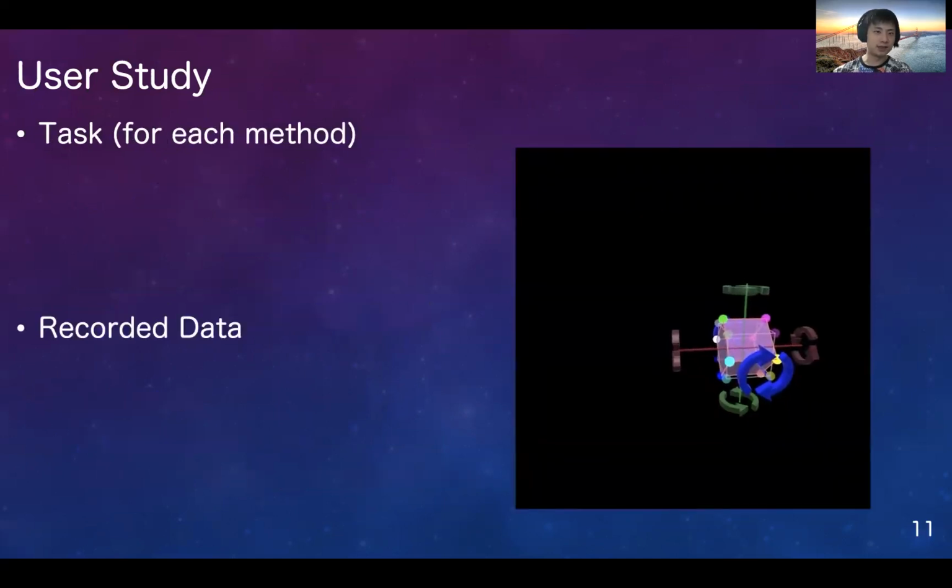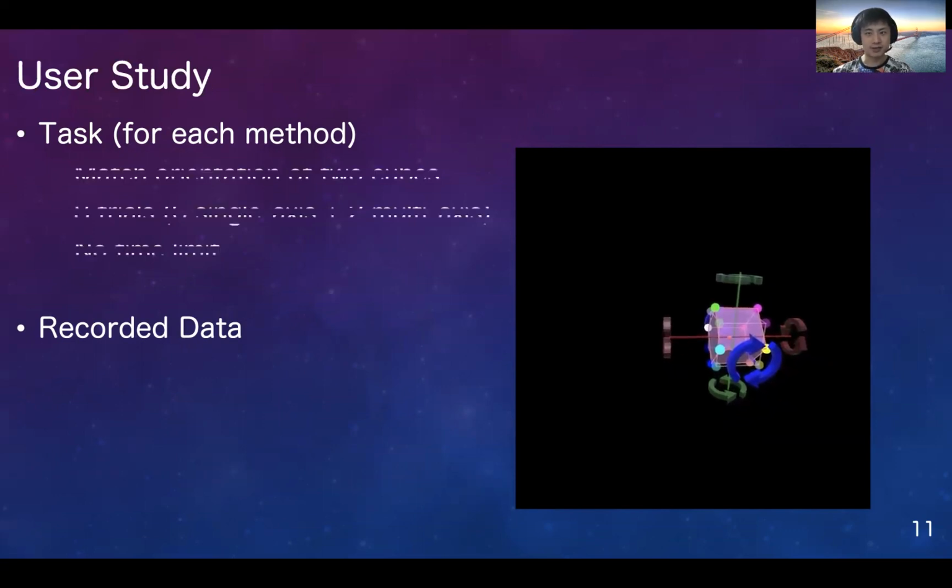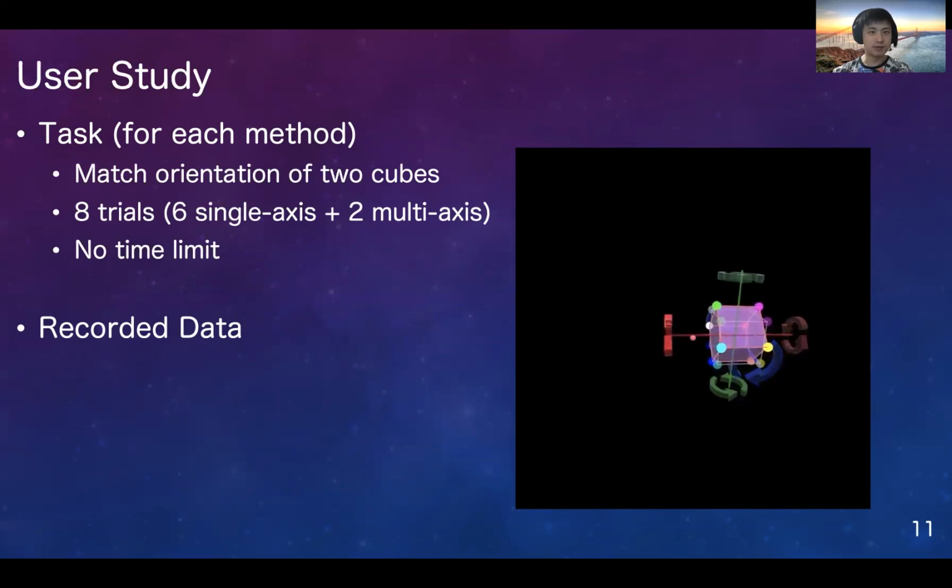And in a VR environment, there were two cubes at exactly the same position with different orientation. So the task was to rotate the pink-colored cube to match the other one. And for each method, there were 8 trials in total. 6 of them were with single-axis orientation tasks, which are quite simple, and the user just needed to choose the right direction and rotate. And 2 of them were with the multi-axis trials.